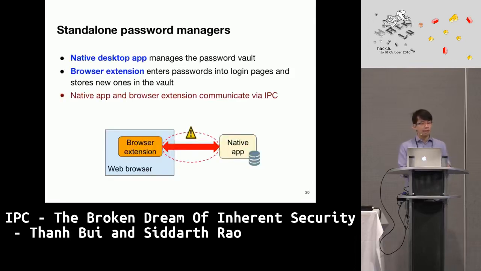Our primary case study is standalone password managers. They're different from cloud password managers like LastPass in that they provide a native desktop app that allows users to manage their passwords. These password managers are often integrated into web browsers with browser extensions. And these browser extensions assist users in storing passwords and entering the password into login pages. The browser extension and the app communicate the password over IPC. And in this work, we analyze various password managers to see how they protect the channel.